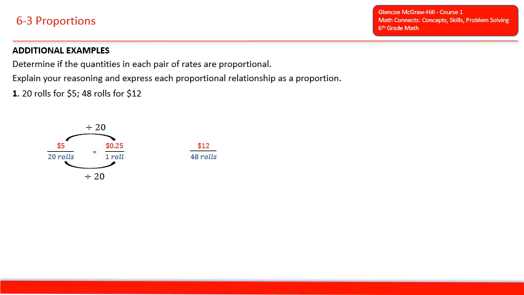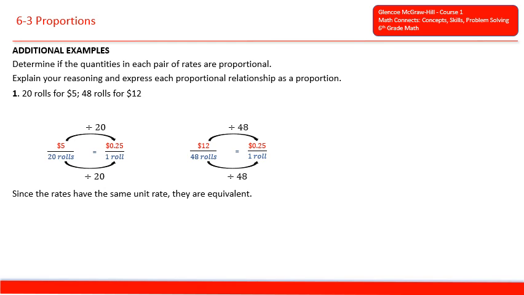So if we have $12 for 48 rolls, we'll divide 48 rolls by 48 to get 1 roll, and we'll divide 12 by 48 to get 25 cents. Since the rates have the same unit rate, they are equivalent. The cost per roll is the same, so they are proportional.